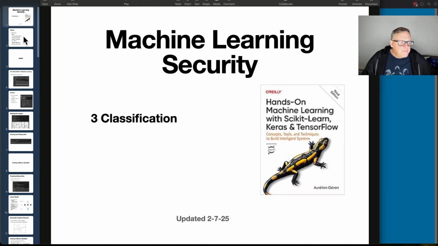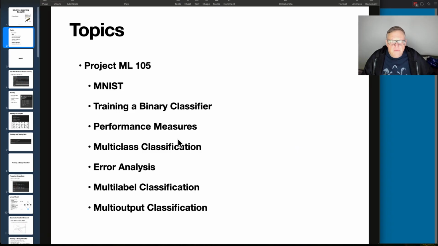So they're basically going to follow Project ML105, and I'll talk about it after this, but it's pretty much what it is. And this shows making a binary classifier, and most of what we're going to talk about today is how you rate the performance of your classifier.